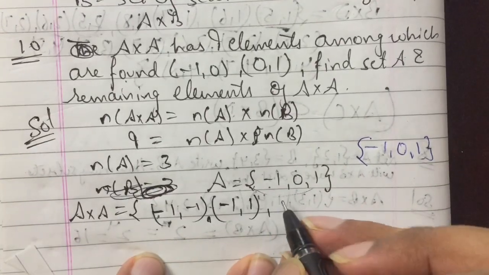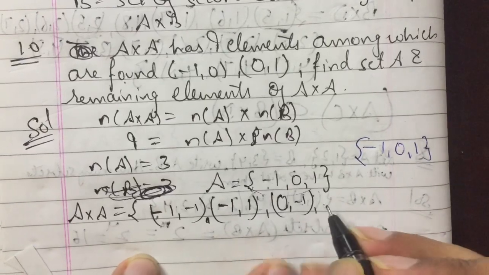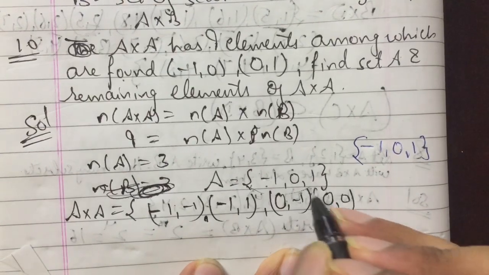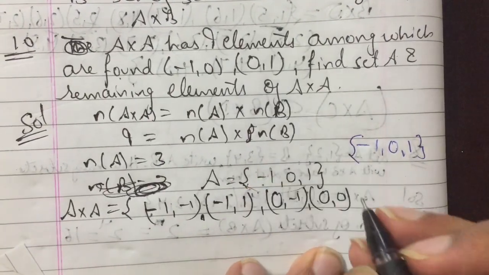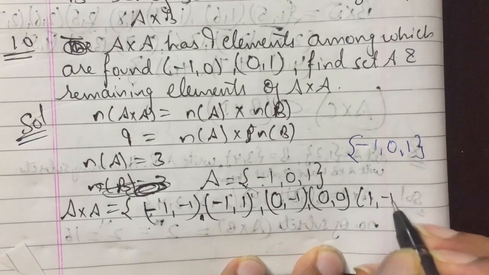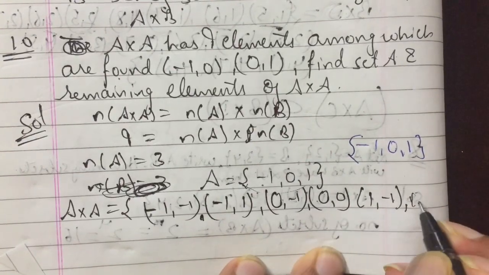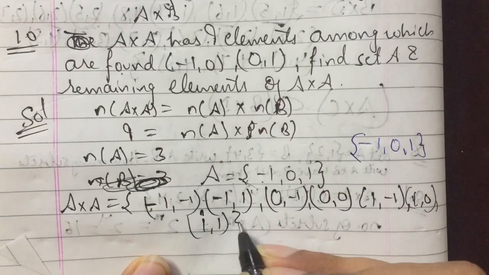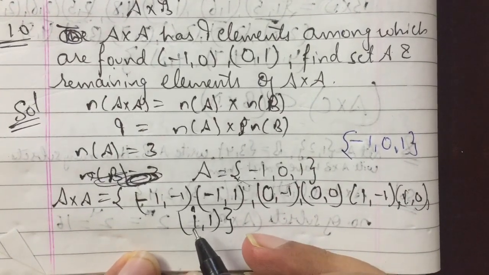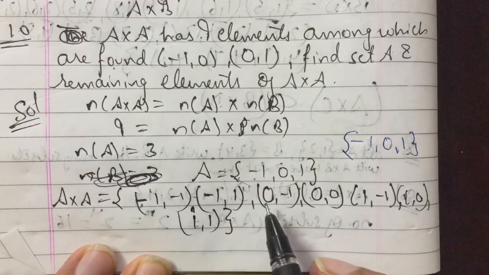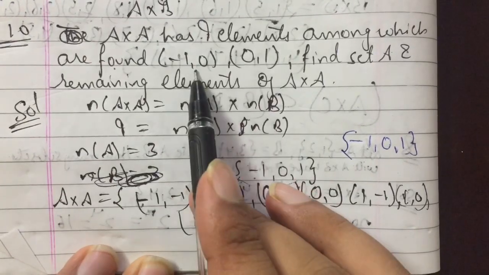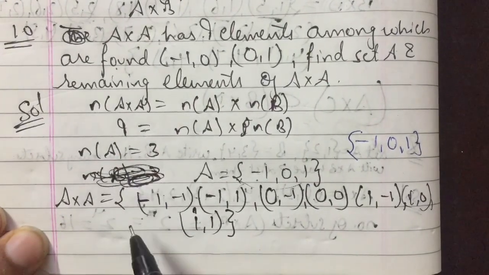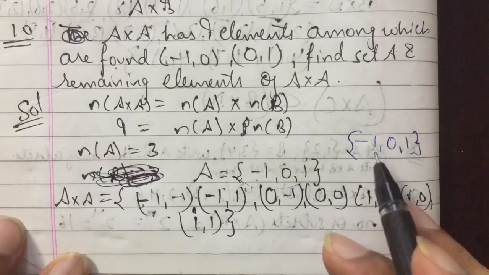Next 0 with -1, that is (0, -1). Next 0 with 0, that is (0, 0). Then 0 with 1, which we already have. Next (1, -1), then (1, 0), then (1, 1), right? So these are the remaining elements of A cross A. You can count these elements: 1, 2, 3, 4, 5, 6, 7, 8 and 9. So we have got 9 elements from A cross A. Now let's cut this.